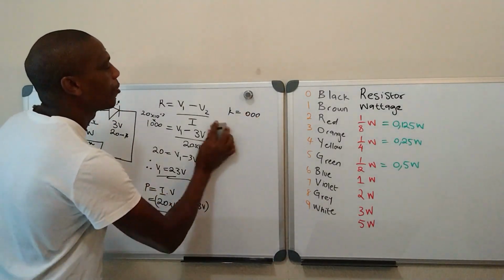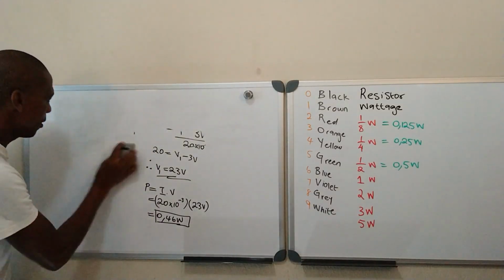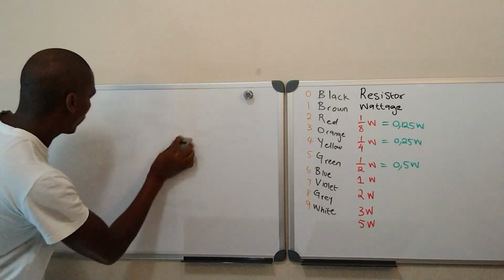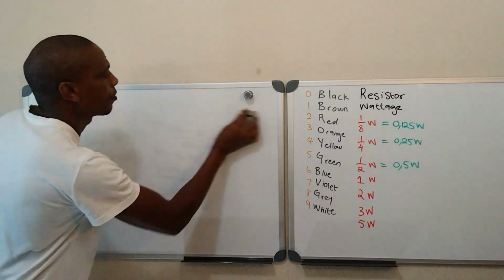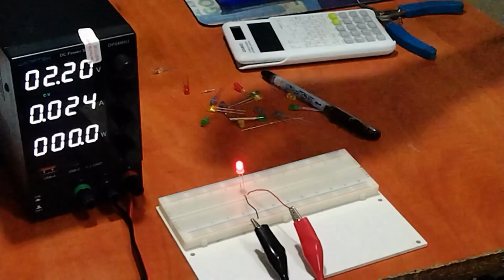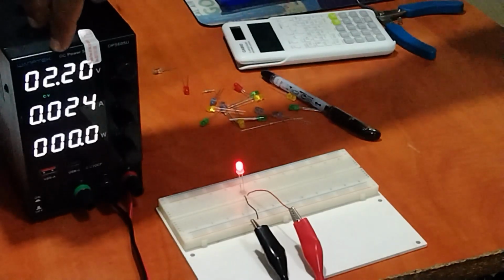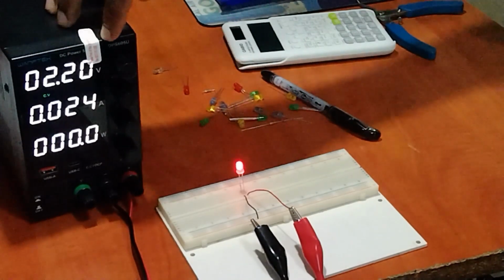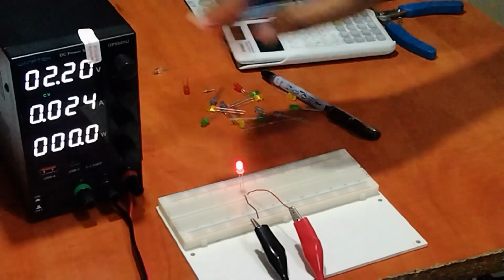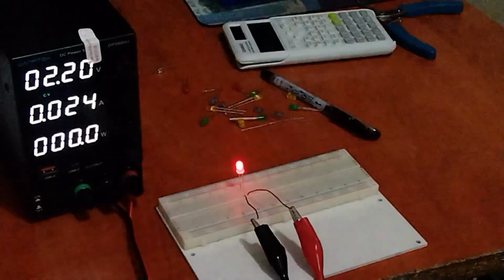Now let's do the practical and see if what I just calculated on the board will correspond to the practical things. Do you remember that the LED required 2.2 volts at 20 milliamps? Even though here it is 24 milliamps, it's still fine. You see that it's lighting. Let me switch off the light so that you can see clearly.